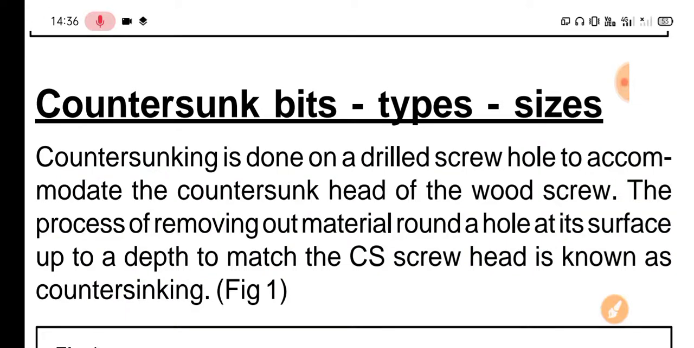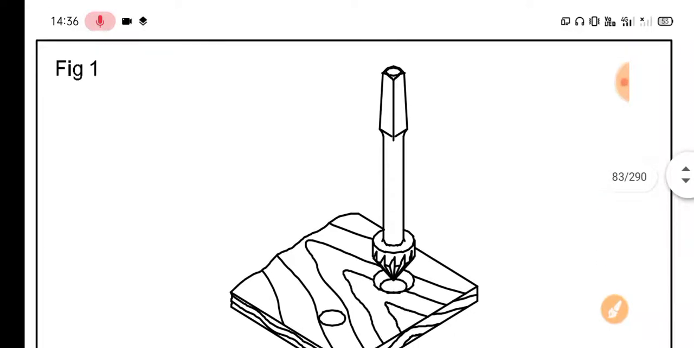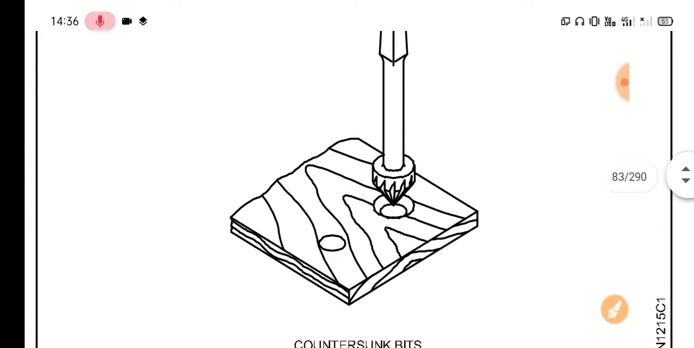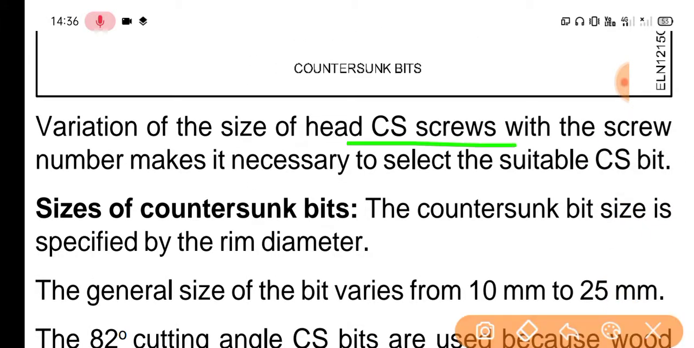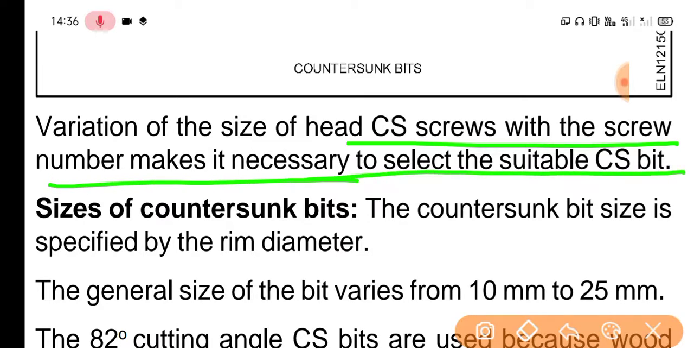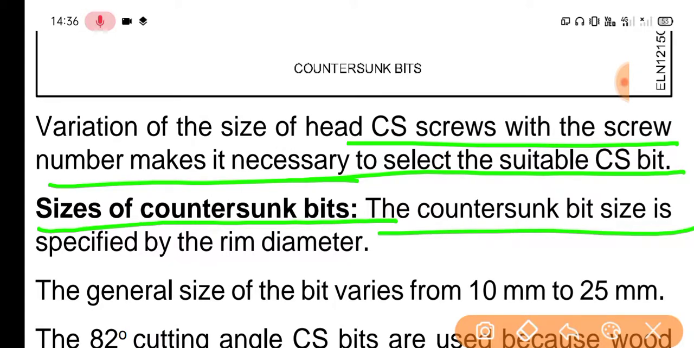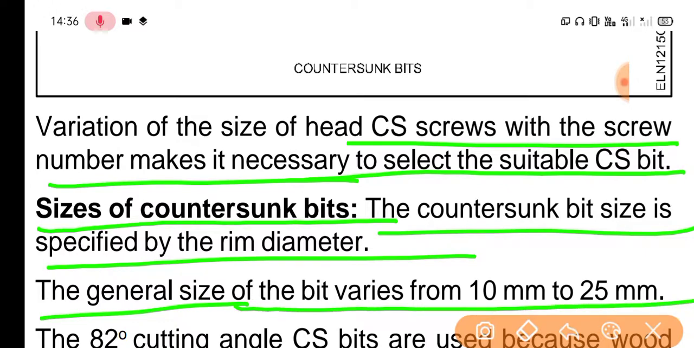Given in picture 1. This is a countersunk bit. The variation in the size of the countersunk screw head with the screw number makes it necessary to select a suitable bit size. The countersunk bit size is specified by the rim diameter. The general size of the bit varies from 10 mm to 25 mm.